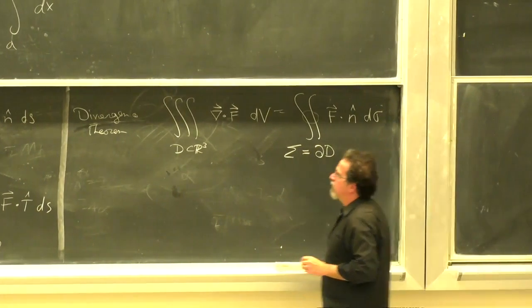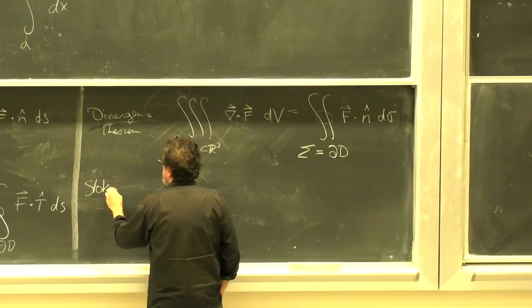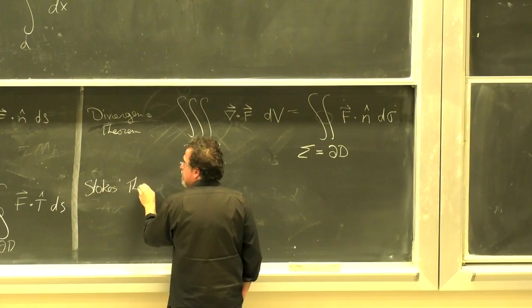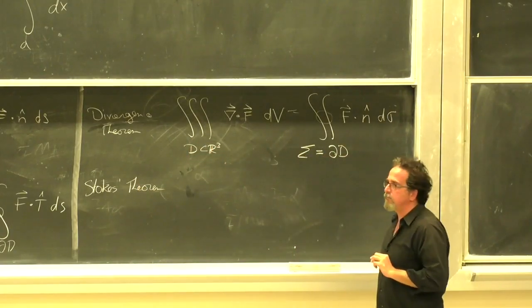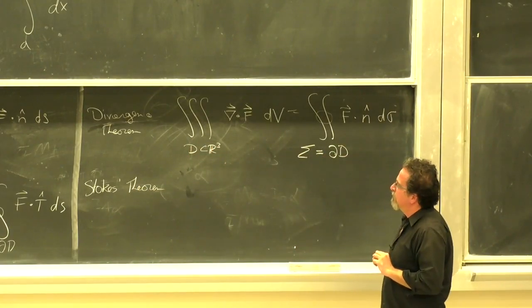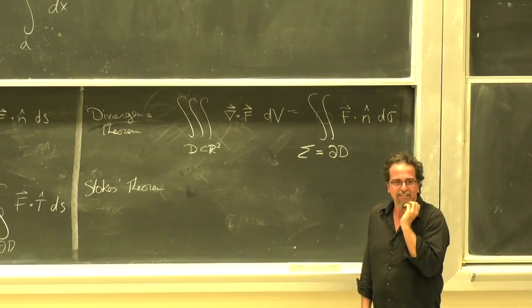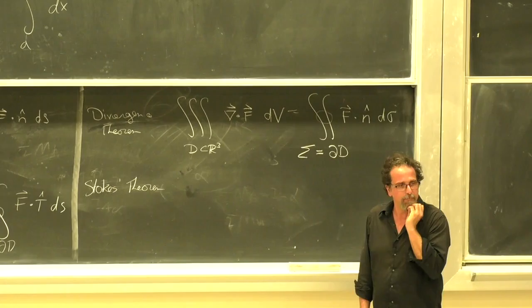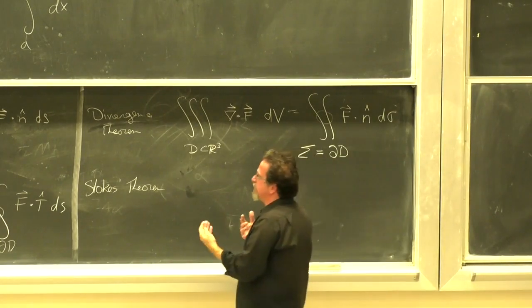Stokes' theorem is the generalization of the circulation form of Green's theorem. But it's a little different, okay? So Stokes' theorem is a little more subtle, okay? I put them side by side to emphasize the analogy.